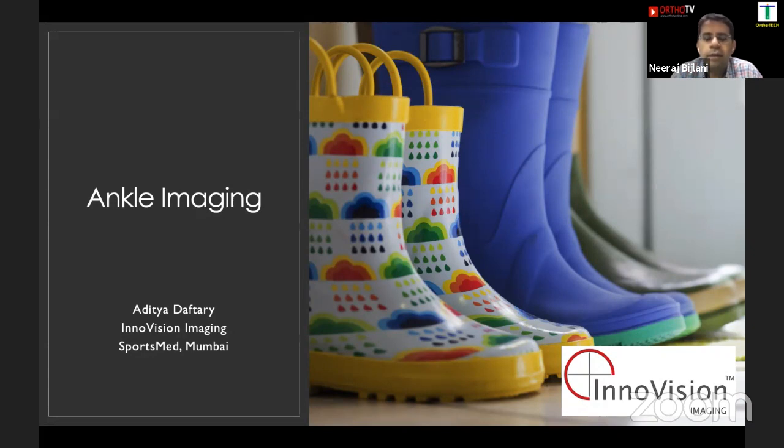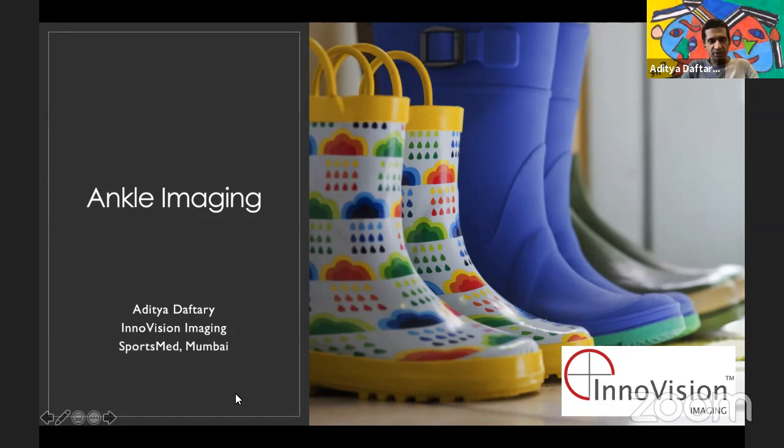Today, we have with us Dr. Aditya Daftary from Innovision Imaging and SportsMed. He is going to talk on ankle imaging. And we have two good foot and ankle surgeons, both of my friends. One is Dr. Rajat Chopra, a consultant foot and ankle surgeon in Gangaram Hospital, New Delhi, and Dr. Abhishek Kini, a consultant foot and ankle surgeon in Mumbai, attached to Lilavati Hospital and Rich Candy Hospital. So over to Aditya.